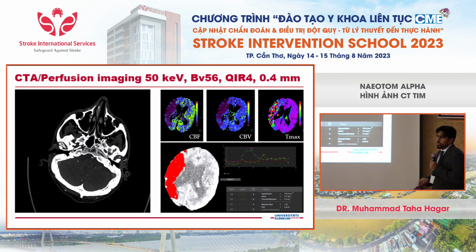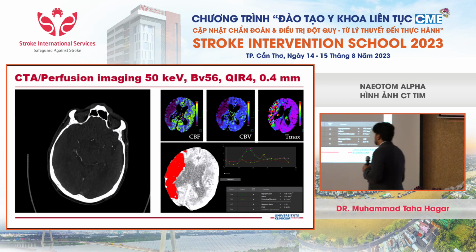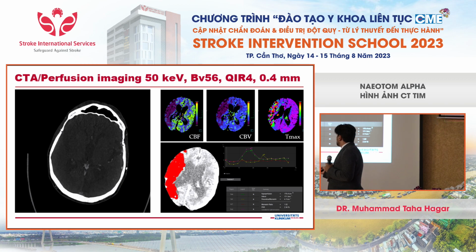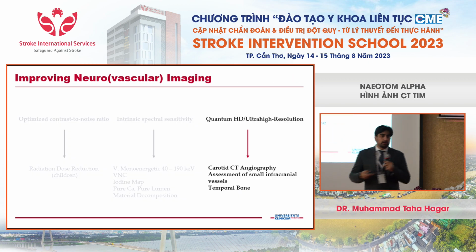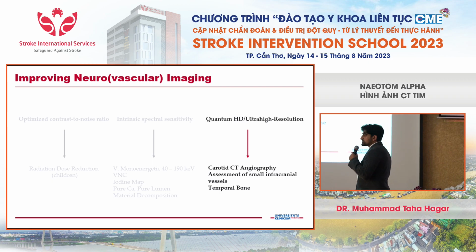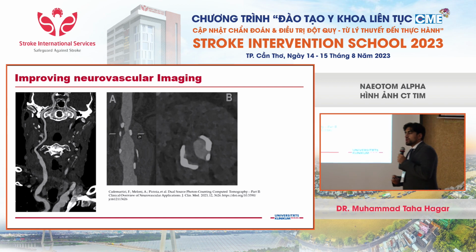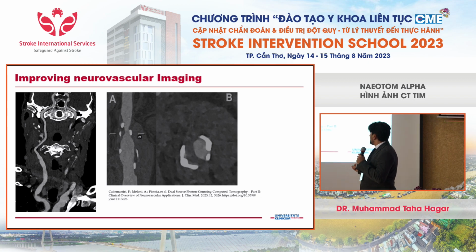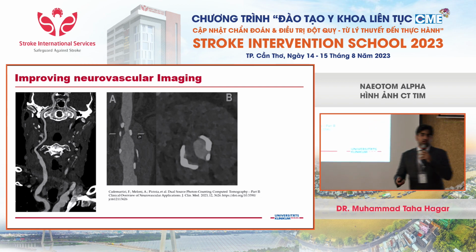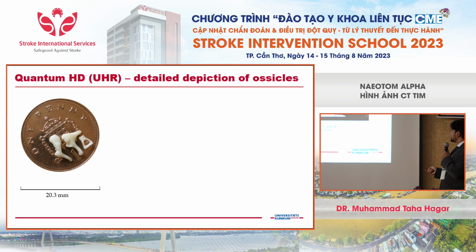And of course, perfusion CT is also possible with this scanner. Lastly, and also here, like in cardiac CT, I think the major improvement that we observe is that of quantum HD ultra-high resolution imaging, one for the assessment of the carotid arteries, where you can quantify the stenosis, but also have a good characterization of the plaque, where you see calcified and non-calcified parts of the lesion, or also visualization of very small vessels within the brain.